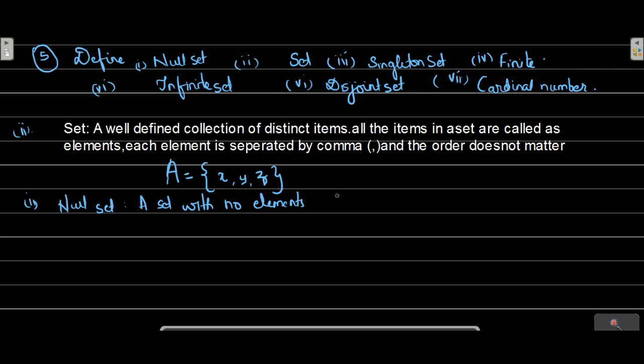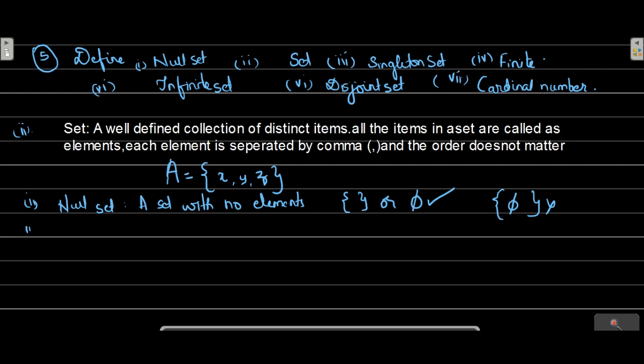Now how do you denote a null set? By using empty braces or by using the letter phi. And the most common mistake done by most students is they write this phi inside the braces. This is the wrong notation. This is the right notation. You can write either these empty braces or this letter phi.